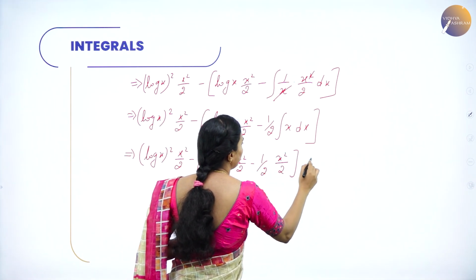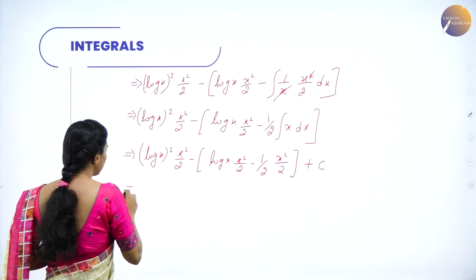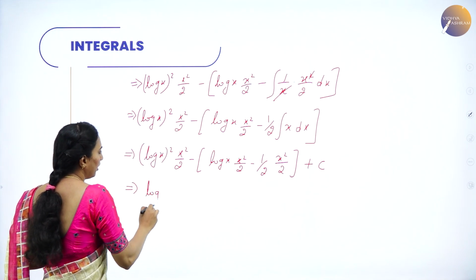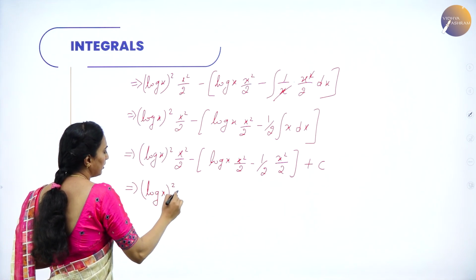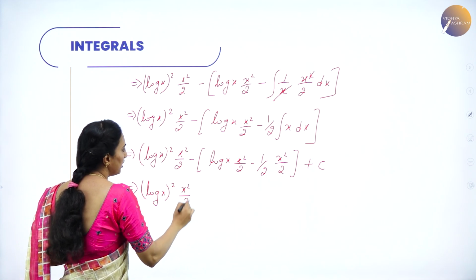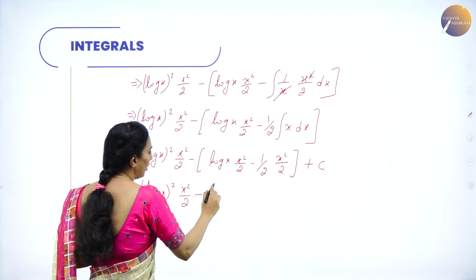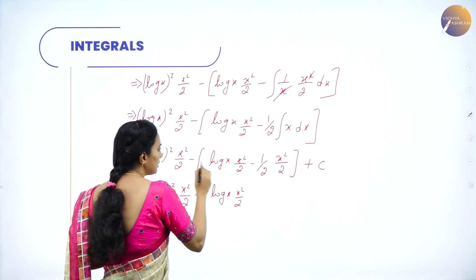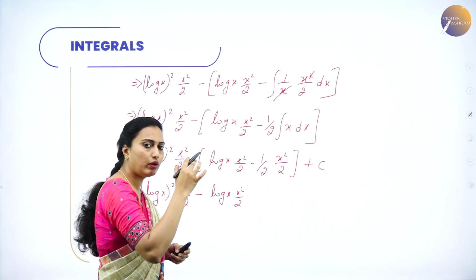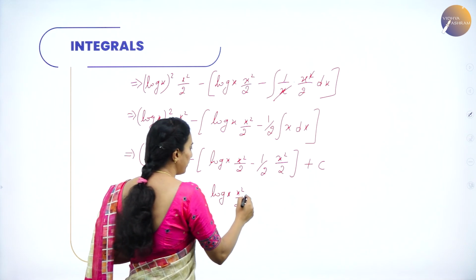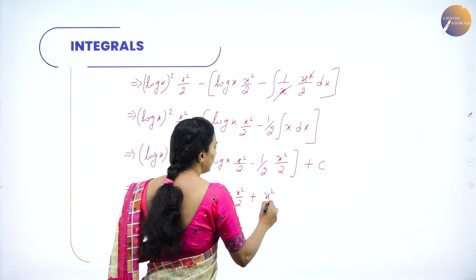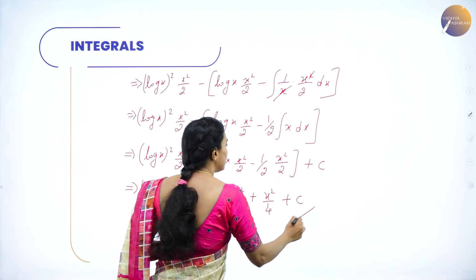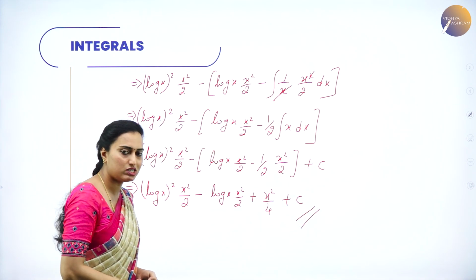Now dears, you can multiply the minus sign inside. So the final step will be log x whole squared into x squared by 2. See, minus into plus is minus, log x into x squared by 2, again minus into minus is plus, but 1 by 2 into 1 by 2 is 1 by 4, which is x squared by 4, plus c. And this is your final answer for the given question dears.